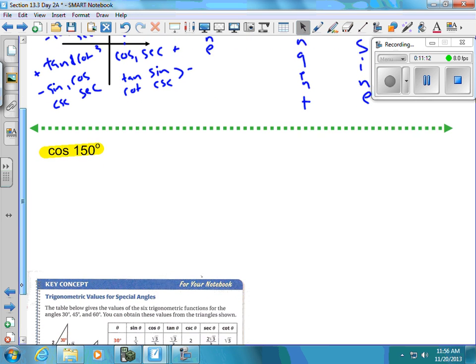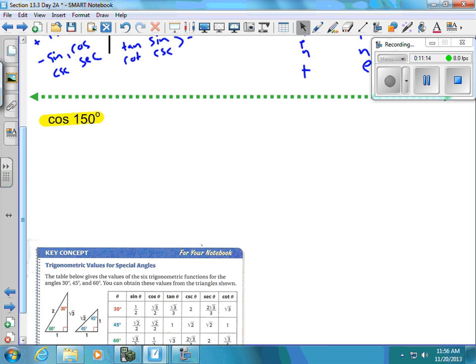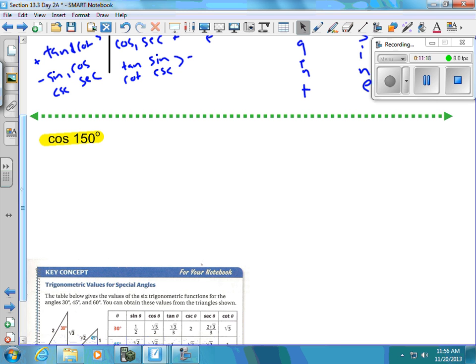We're going to use that information to calculate what the cosine of 150 is, along with reference angles. Okay? You can also look on the unit circle, and we can see how that lines up as well. Cosine of 150, find it exactly. Well, 150 degrees is going to be in quadrant 2.